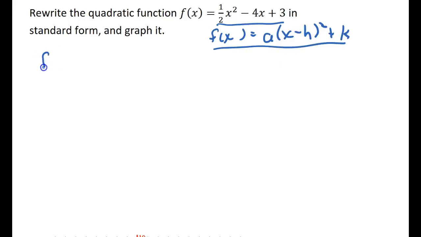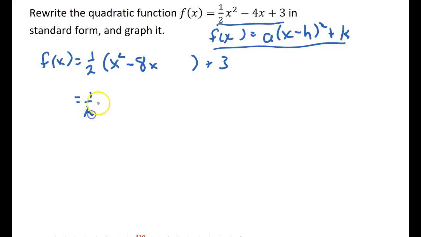The first thing I'm going to do is factor out the number in front of x squared from the first 2 terms. Now when I factor a 1/2 out of -4, that's saying -4 divided by 1/2, so I'm going to get -8. I'm going to leave a space, close my parentheses, and leave this constant all by itself. It's not going to change, okay?